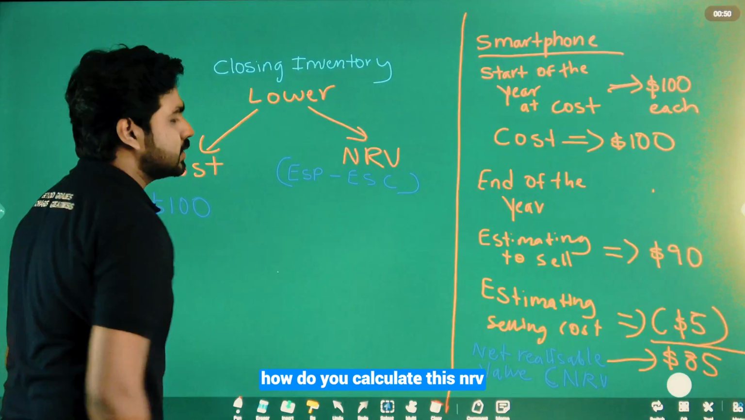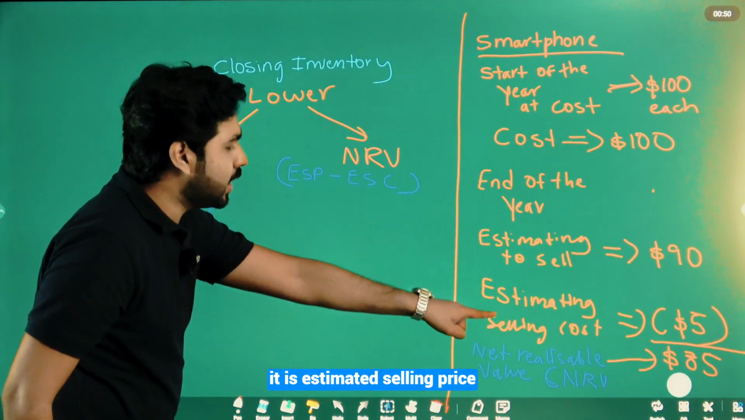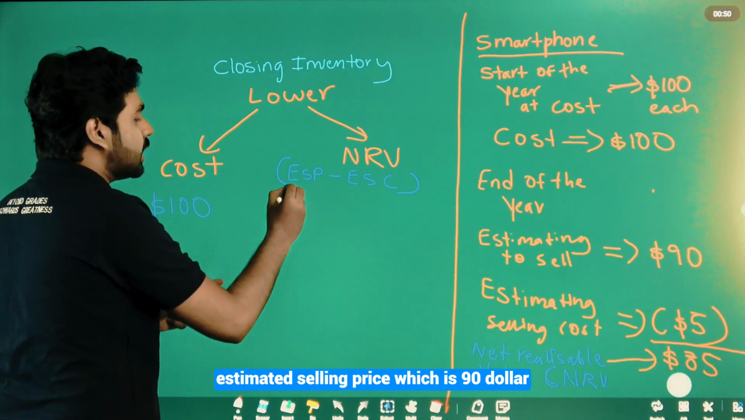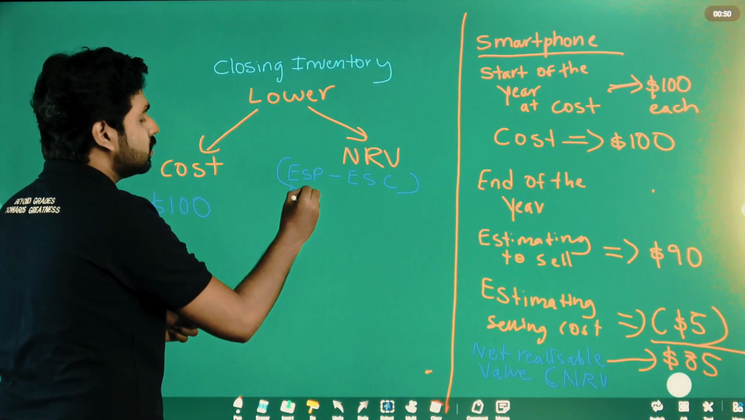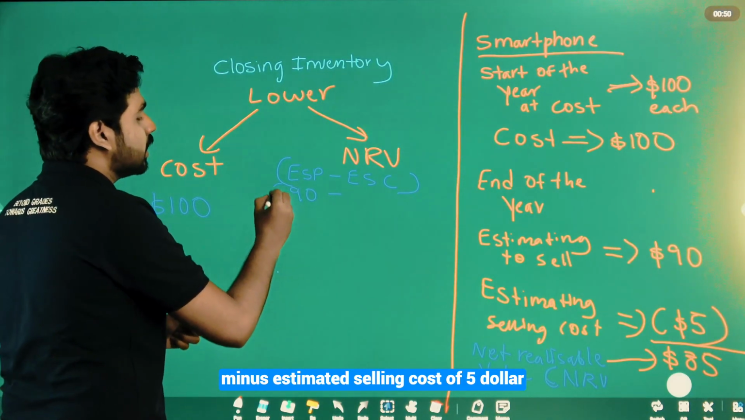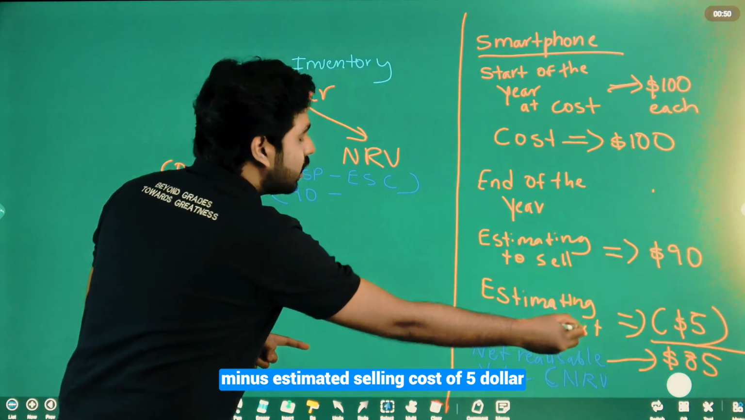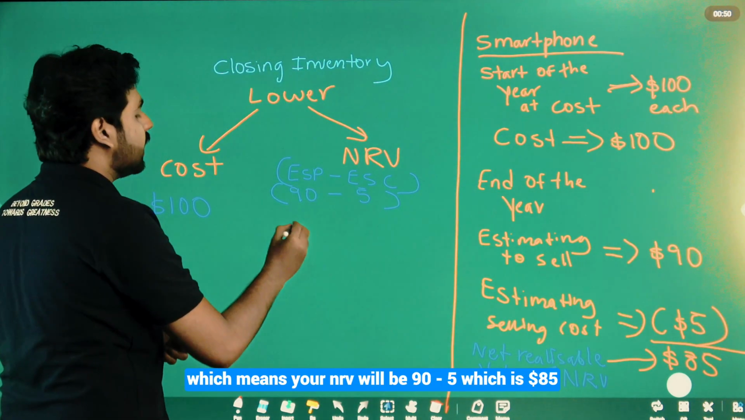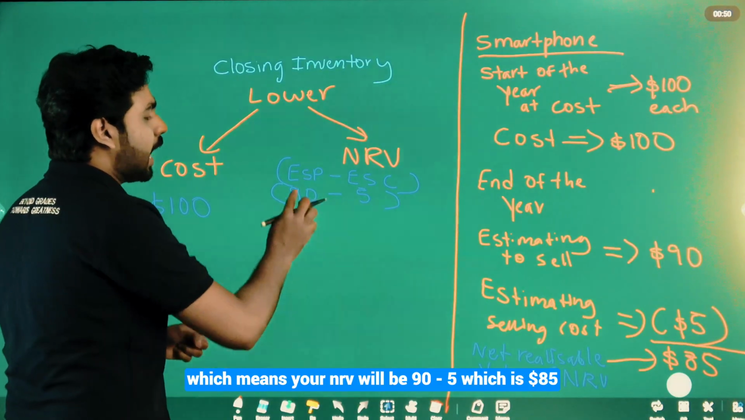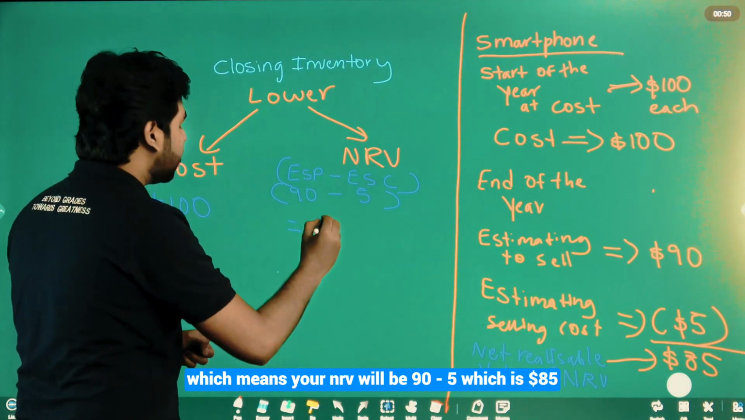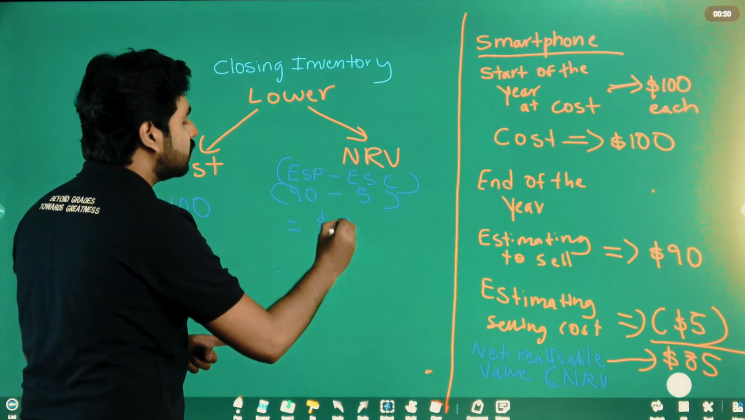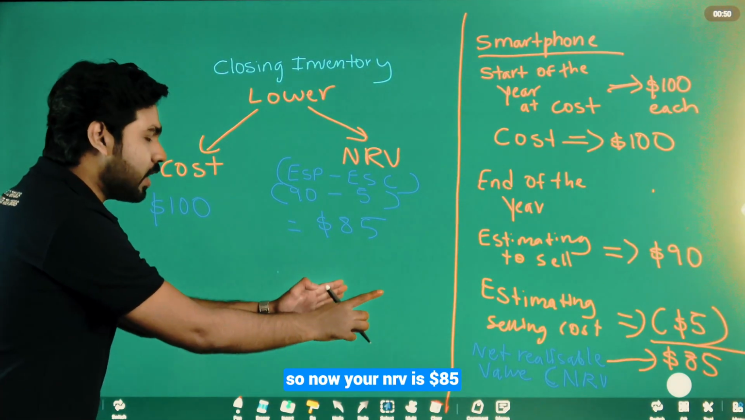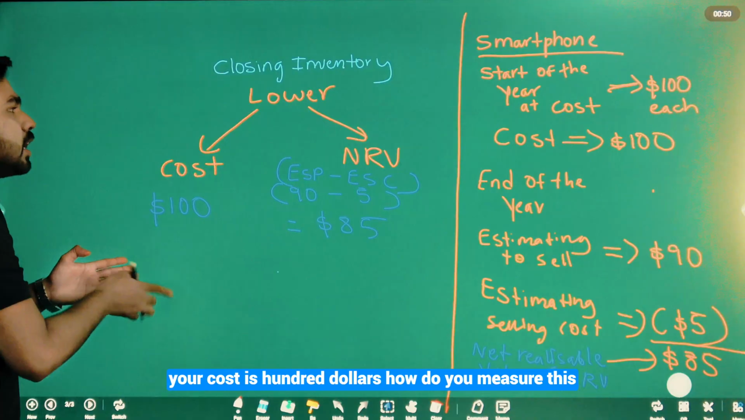How do you calculate this NRV? It is estimated selling price, estimated to sell at $90, minus estimated selling cost of $5. Which means your NRV will be 90 minus 5, which is $85. So now your NRV is $85, your cost is $100.